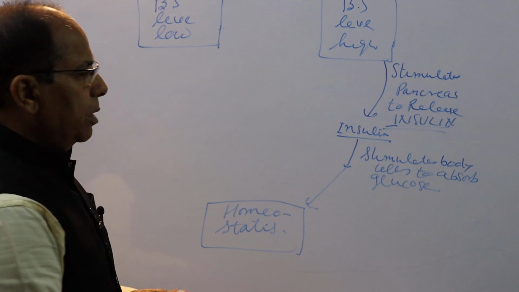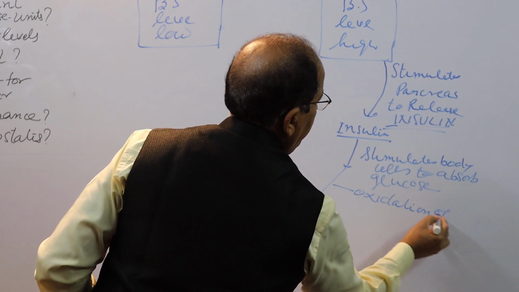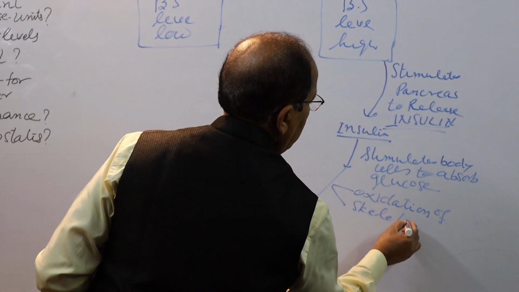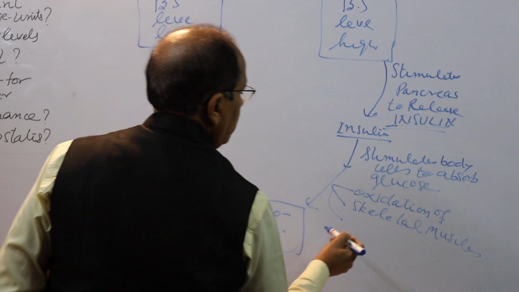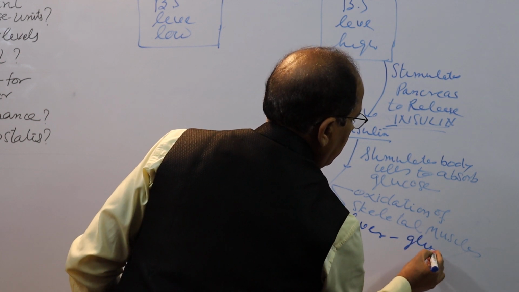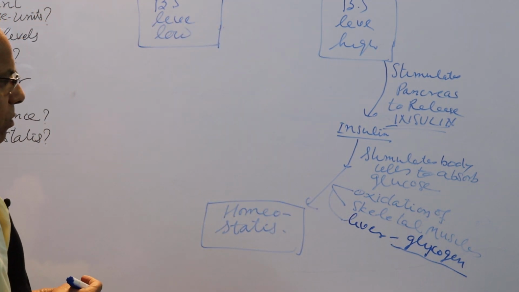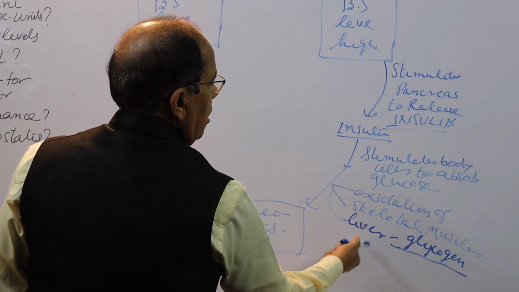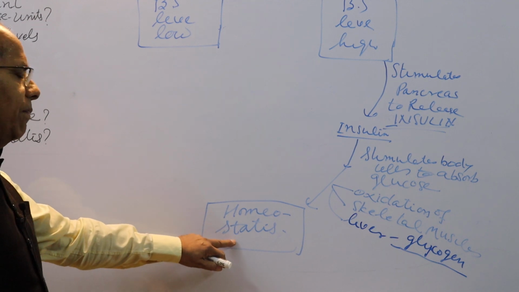Now, where does the blood sugar go? It goes towards oxidation of food, that's internal respiration, or it will go to skeletal muscles. It will go to the liver to be converted into glycogen, where it is stored. Mainly it is used for oxidation of food. It is stored in the skeletal muscles and in the liver. Now, homeostasis is obtained. This stable level of blood sugar is achieved.